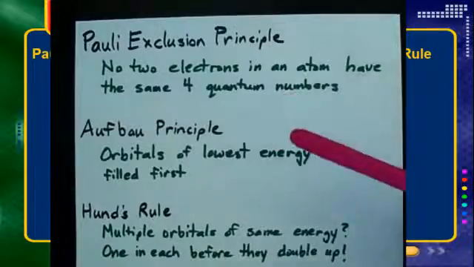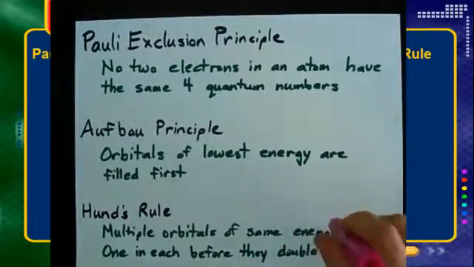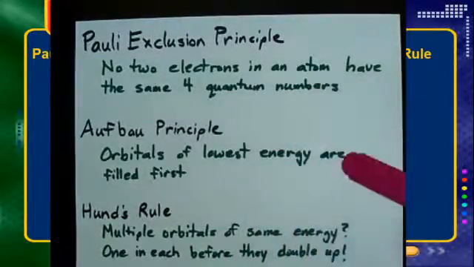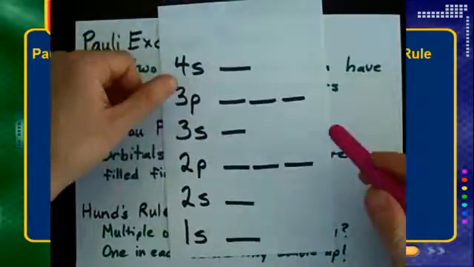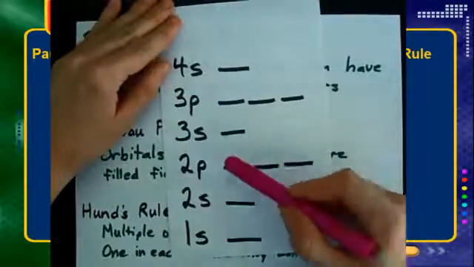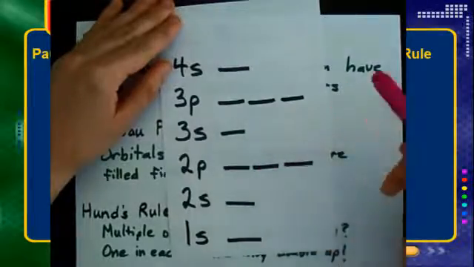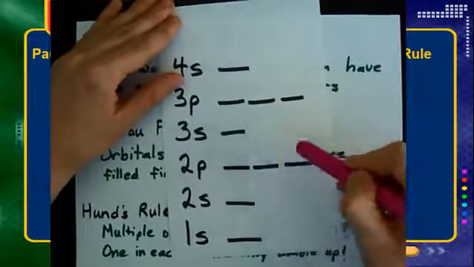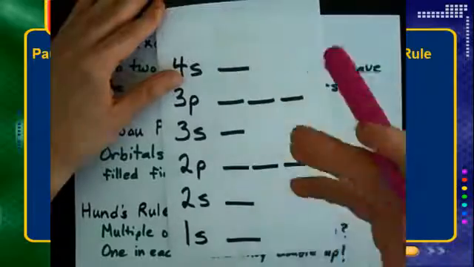And Hund's Rule says that if you have multiple orbitals of the same energy, put one in each before they double up. In this case, P has 1, 2, 3 different orbitals. One goes in each one before you double it up.